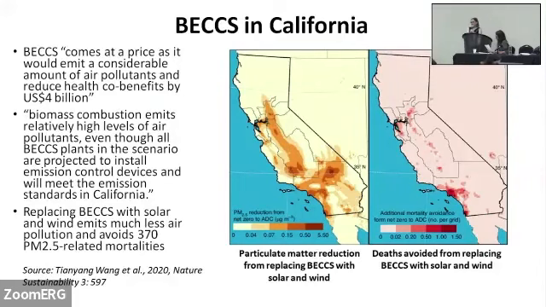A 2020 study that looked at net zero emissions pathways across California for 2050 said that BECCS comes at a price, as it would emit a considerable amount of air pollutants and reduce health co-benefits by $4 billion. It found that biomass combustion emits relatively high levels of air pollution, even though all the BECCS facilities were modeled with emissions control devices to meet emission standards. And importantly, that replacing BECCS with solar and wind emits much less air pollution and reduces mortality. So the figure on the left shows the particulate matter reductions from replacing BECCS with solar and wind. And on the right, that figure shows the avoided deaths.